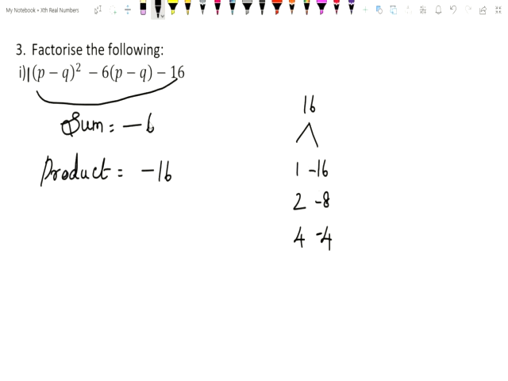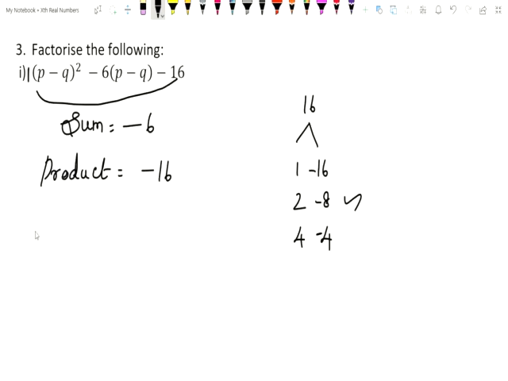So we need to get minus 6. Where will you get minus 6, children? When we add this, you will get minus 15. If you add this, what will you get? Minus 6. So this is the suitable factor. After this, what do you want to do? You have to divide by the coefficient of (P minus Q) the whole square. Here the coefficient is 1, so no need to divide.